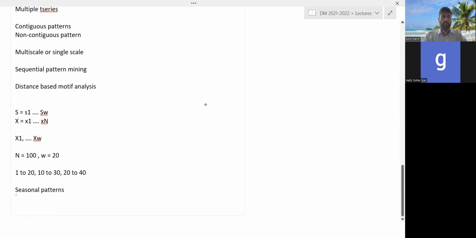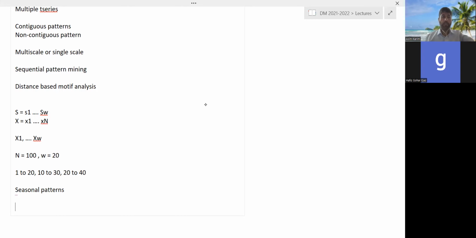Okay, so this distance-based approach that I mentioned is for contiguous time series only, contiguous patterns only. It's not applicable to non-contiguous patterns. And so far we have discussed the scenario where we talked about one time series. If you had multiple time series, actually this can be done, you can extend it very similarly. So you can take a motif from one time series and then try to find whether it occurs in other time series or not.